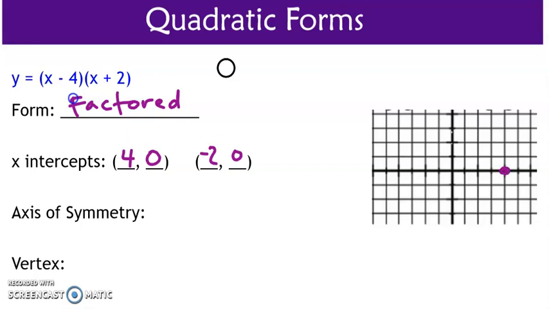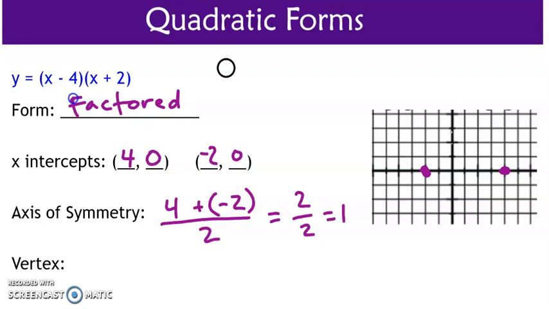I'm going to go ahead and put our x-intercepts in there, 4 and negative 2. Now our axis of symmetry, remember, that's halfway between our roots. It goes right through the middle of our graph. Since I already have these two points graphed out, you can just count out and figure out where the middle is. You can also take your two roots, 4 and negative 2, add them together, and divide by 2. So you're finding the average. And we end up with 1.